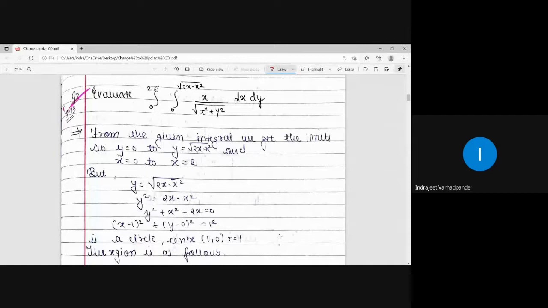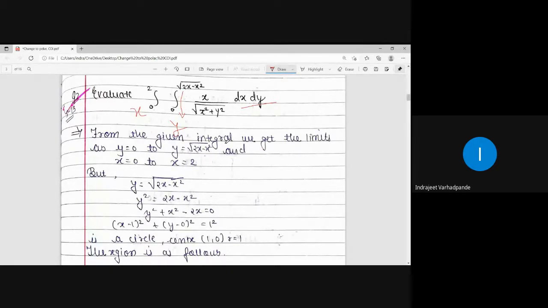Evaluate integral 0 to 2, 0 to under root of 2x minus x square, x upon under root of (x square plus y square) dy dx. Again, this is to be done by changing into polar coordinates. Since these variables appear in the form of x, they must represent y. So obviously the other pair of constants will be in the form of x. From the given, I am not getting a complete view of the region, so I will have to simplify it appropriately, right?